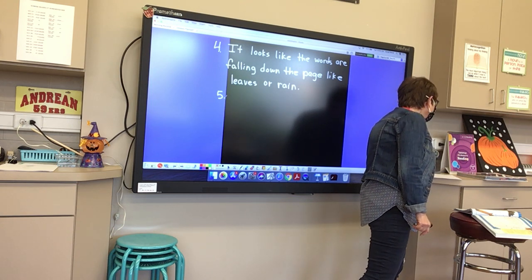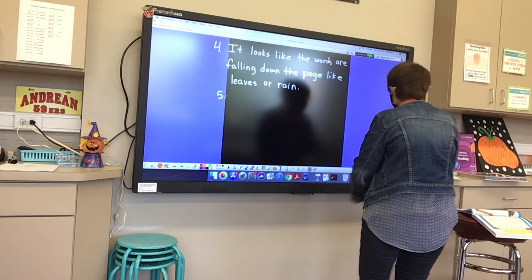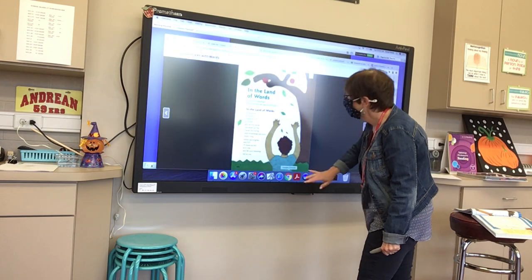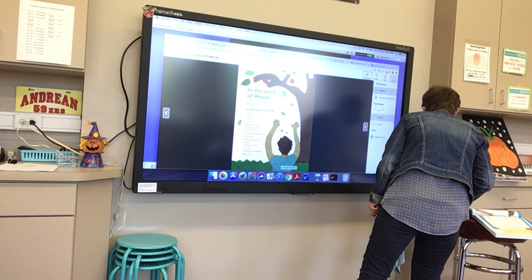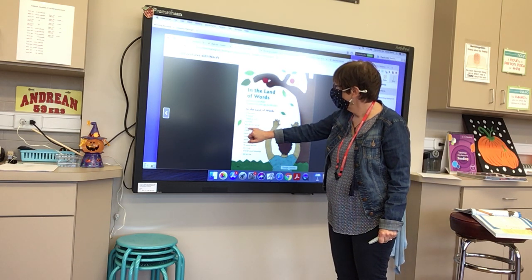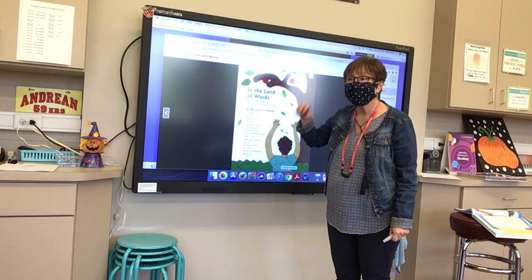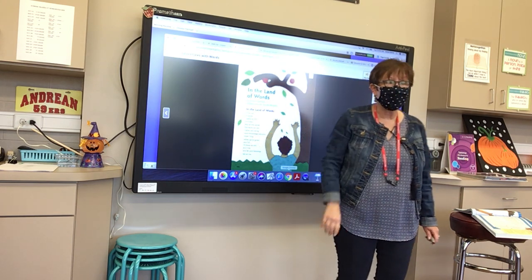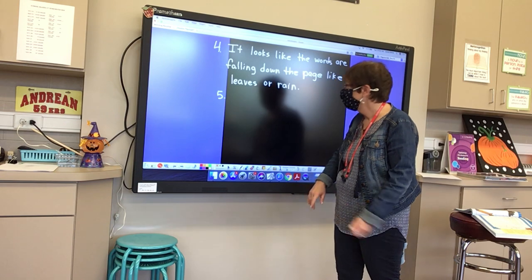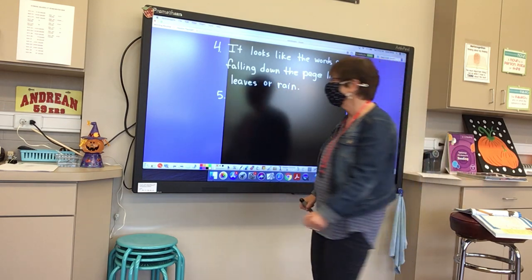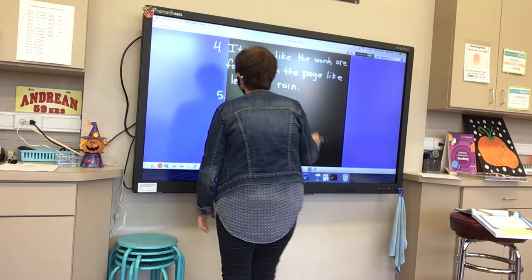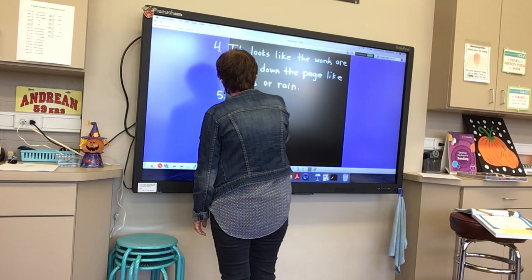Number 5 says, which words in line 6 of the poem help you see the words falling? So let's look in line 6. So find line 6 and tell me which words help you see that. What is line 6? Slogan? Because it says rain down on me. So are those the words that help you see that? Yeah. Which apparently don't help me see that, but rain down on me. So we could write the words rain down on me. So let's just write rain down on me.